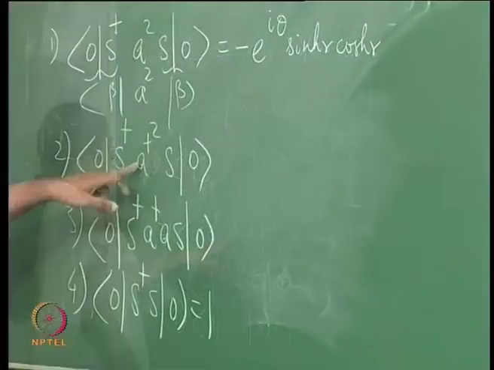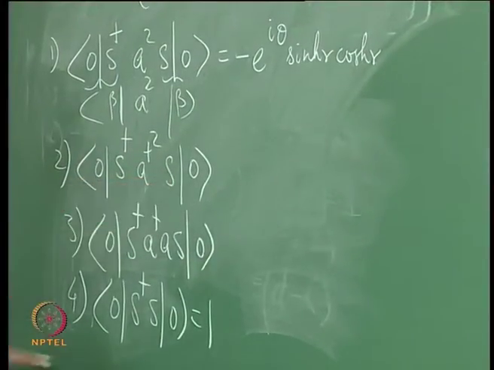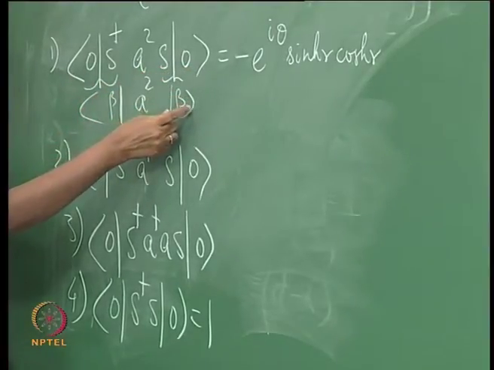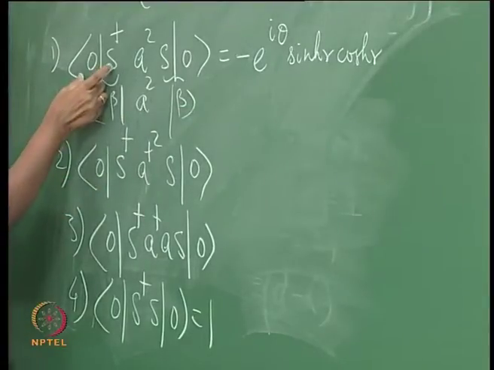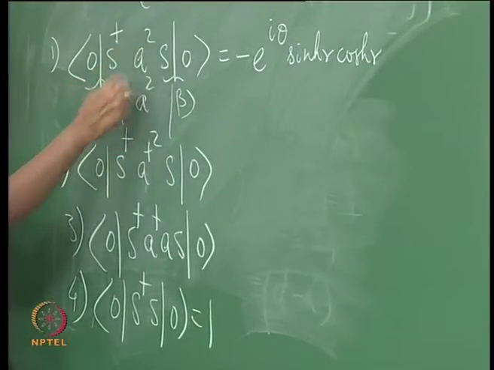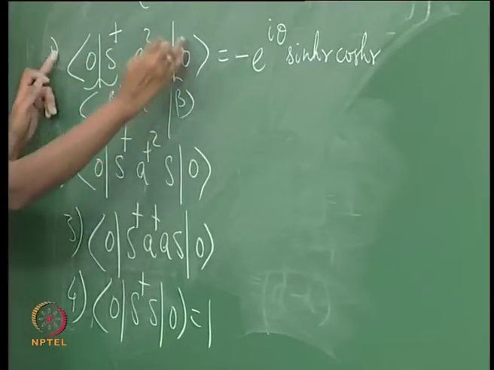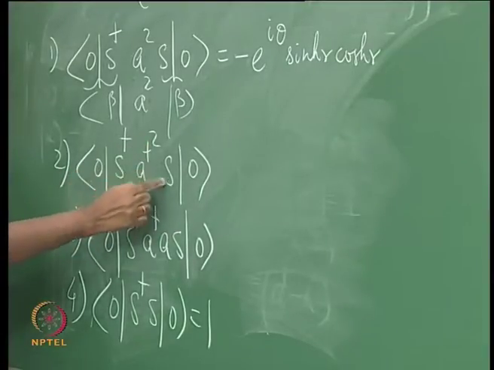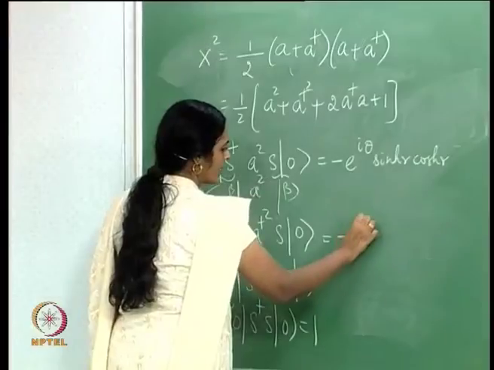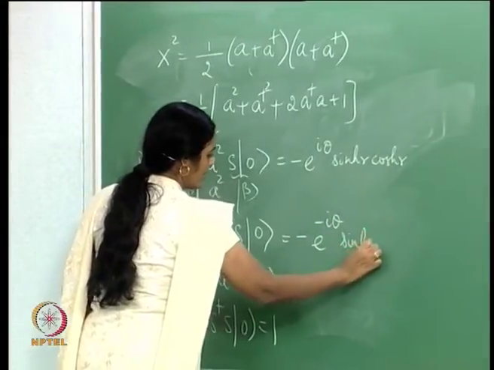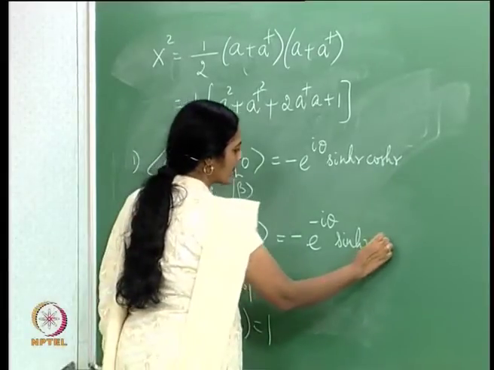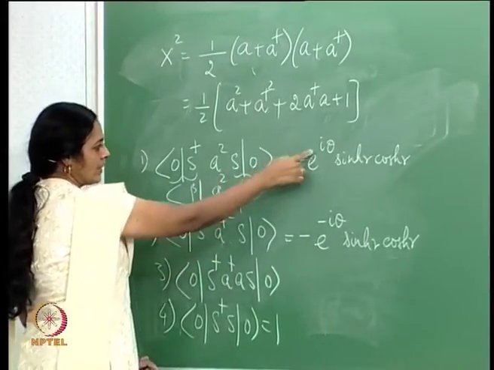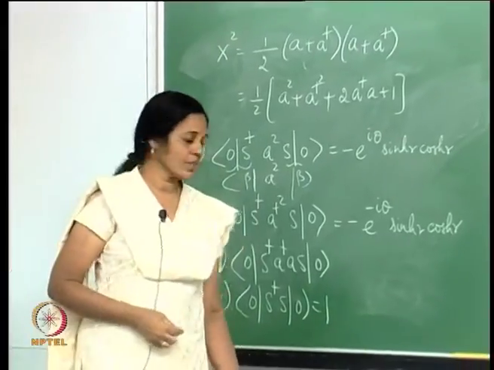I need to now find out a dagger squared S 0. Now, suppose I took the dagger of this object: ket beta would become bra beta, bra beta would become ket beta, and a squared would become a dagger squared. So, I simply need to take the dagger of this object in order to find out what is bra 0 S dagger a dagger squared S ket 0, and therefore I get the answer in this case to be minus e to the minus i theta sinh r cosh r. The difference is out here, where I had e to the i theta in the first case, I have e to the minus i theta in the second case.